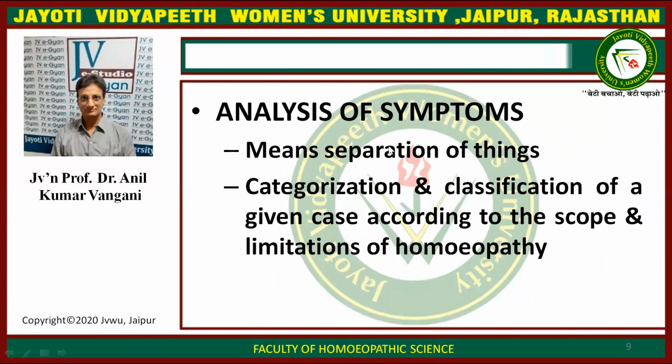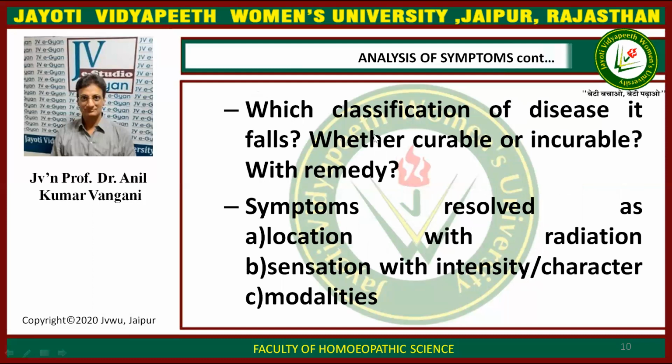The next step is analysis of the symptoms which are taken in the case taking. Means separating various things like categorization and classification of given case according to the scope and limitations of homeopathy. Now, which classification of disease is taken, whether the case is curable or incurable with the homeopathic remedy, we should be able to explain at this stage. If the case seems to be incurable, there is no need to further classify, and we have to refer the patient at the proper place. Symptoms resolved as location with radiation, sensation with intensity, character, modalities.